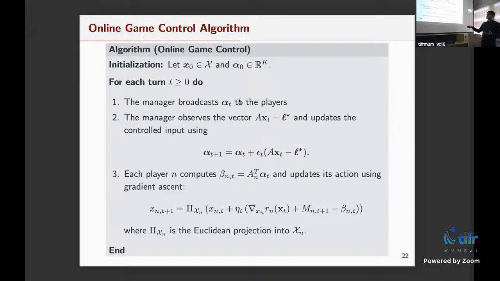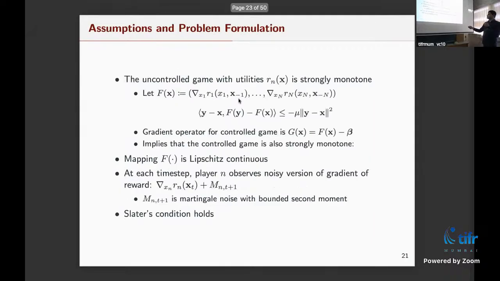Remember that we need to take the Euclidean projection into X_n because we are working with a convex compact set. Capital M. This final update is a capital M. Oh, the martingale. Okay.